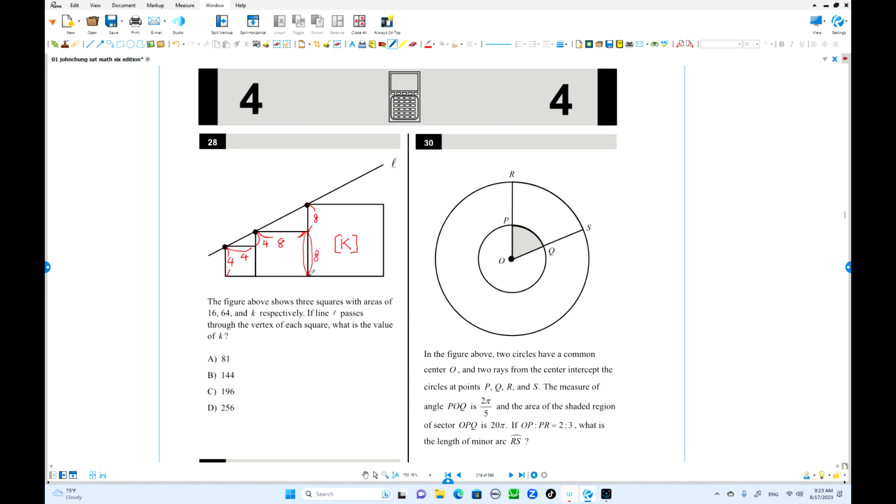This is the square of this side. That is 16. This is the area of this square, right? 16 times 16. K equals 16 times 16. This is 256. That's the area of this third square, 256.